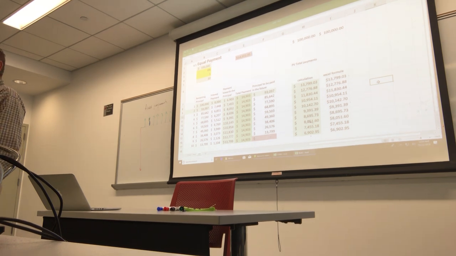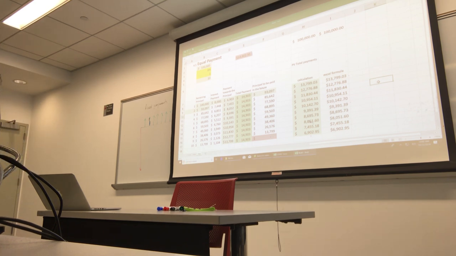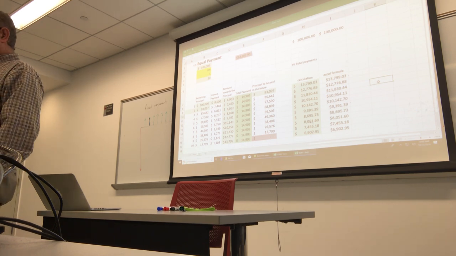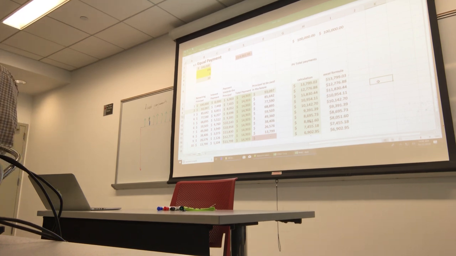I stop here and I want to see what's the difference between the first, second, and third case that we are discussing right now. In the first case, every year I don't pay anything for the principal. I carry the total amount of the loan all the way to the end, and I pay everything at the end.